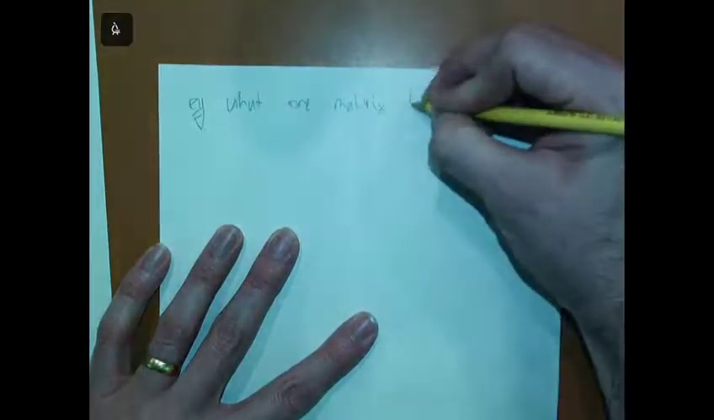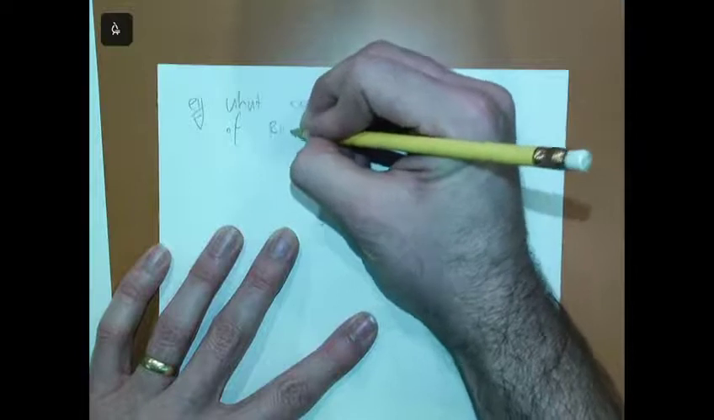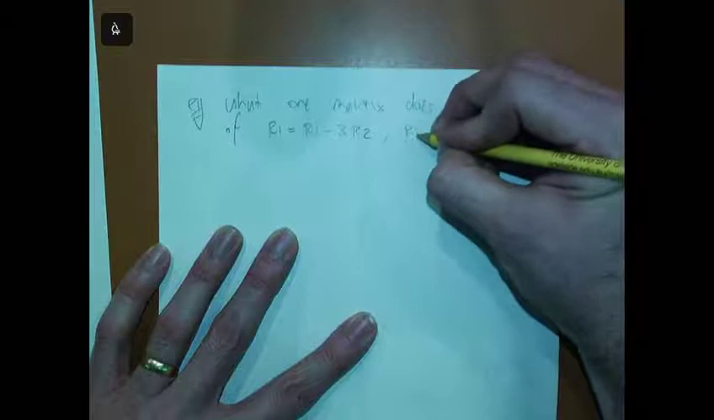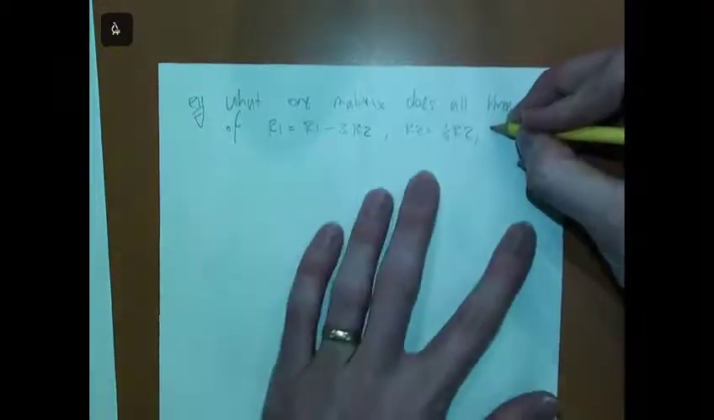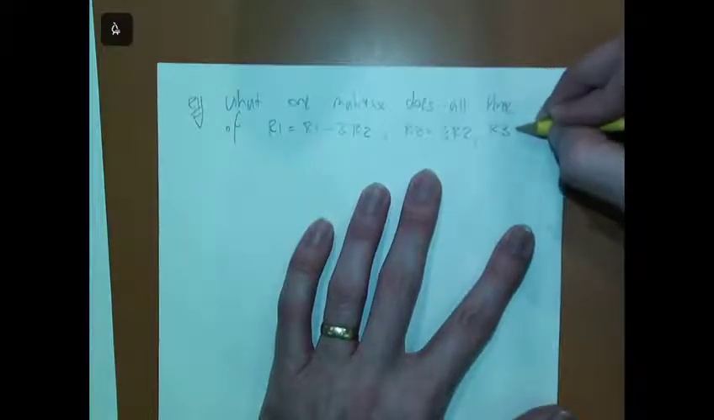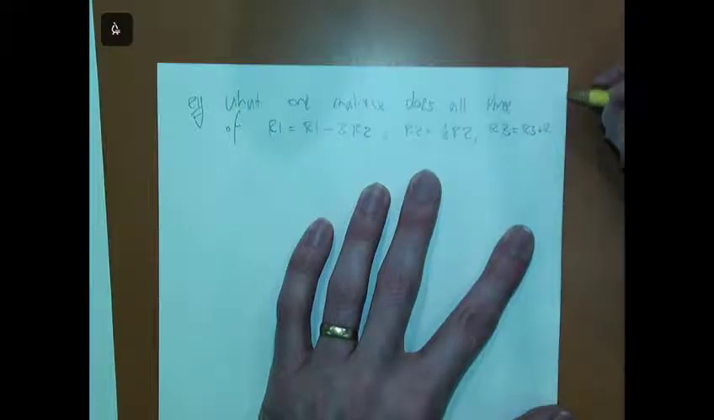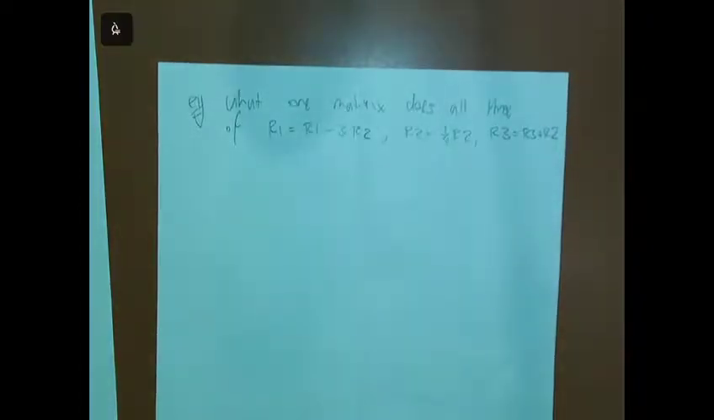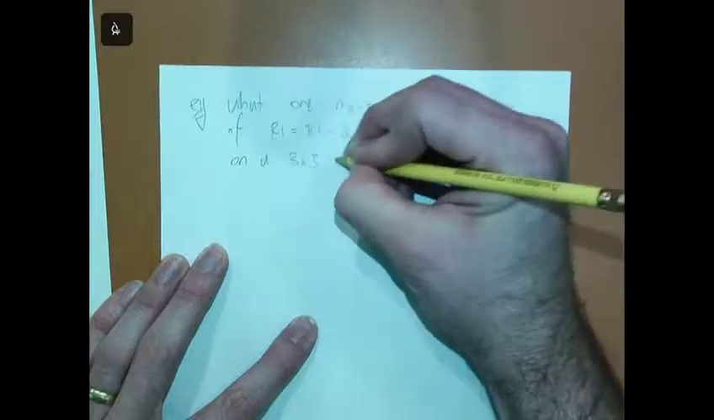What one matrix does all 3 of row 1 equals row 1 minus 3 row 2, row 2 equals a quarter of row 2, and row 3 equals row 3 plus row 1. No, maybe plus, something like that. On a 3 by 3 matrix.